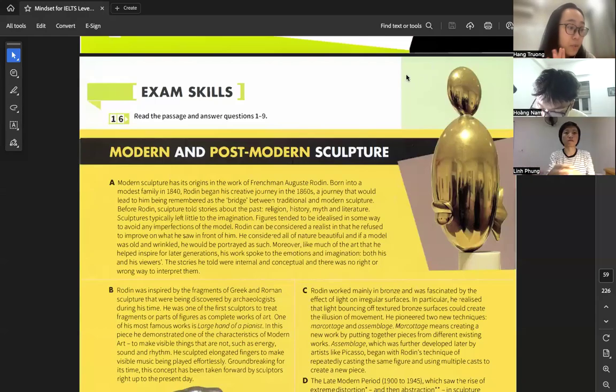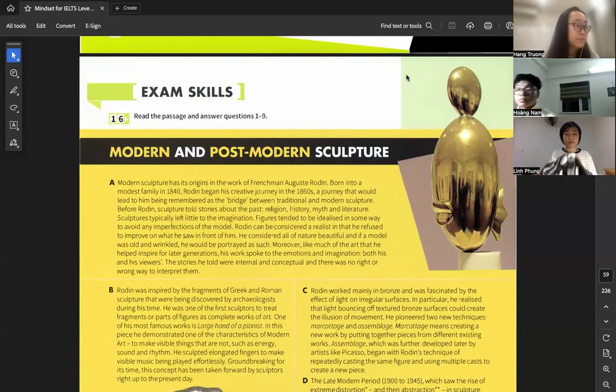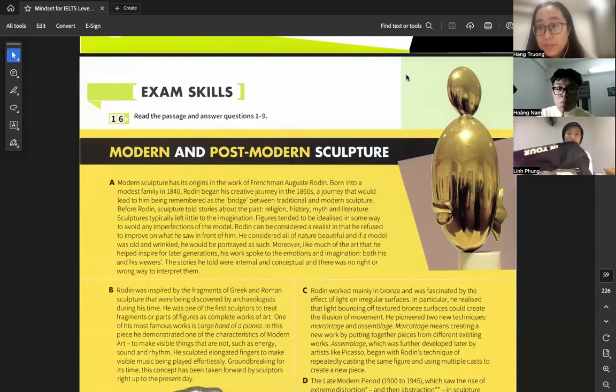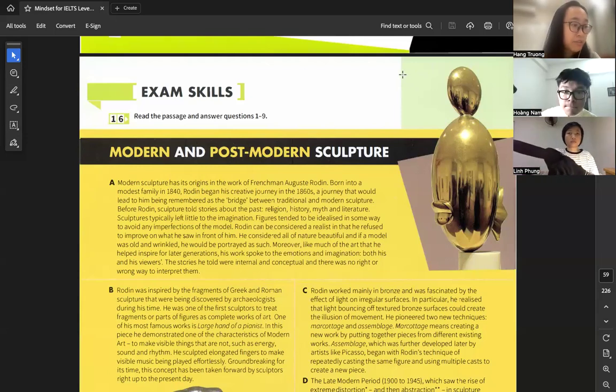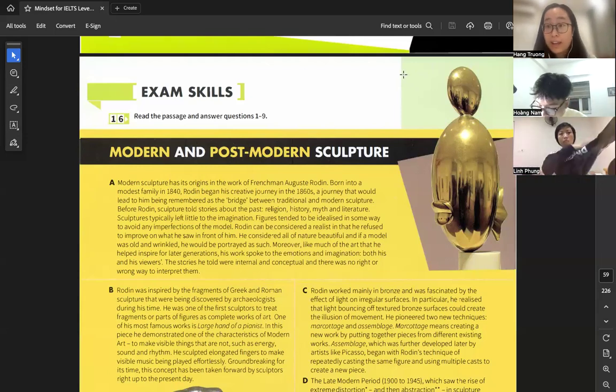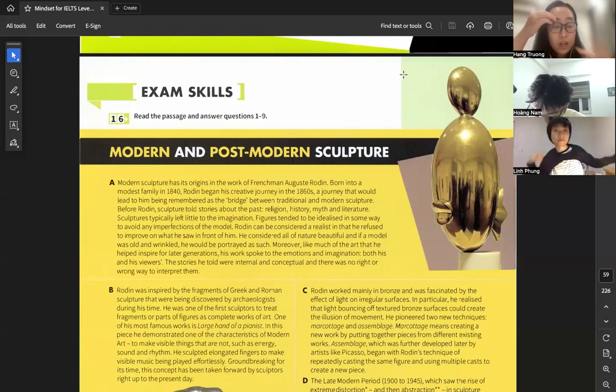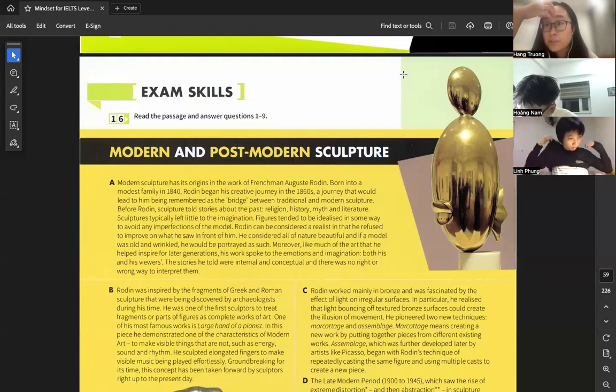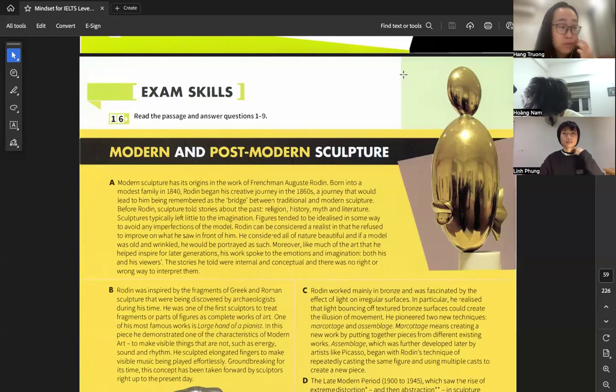Okay, so let's start with session 7. In session 5, this time last week, we talked at length and in depth about a very difficult task type in IELTS reading, which is true, false, not given, right? We took longer than expected, and that's why we were not able to cover the multiple choice questions part. However, today we're going to do that, so don't worry.